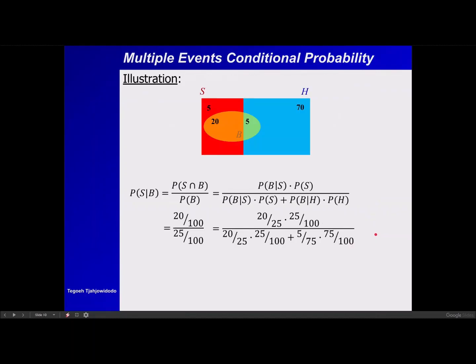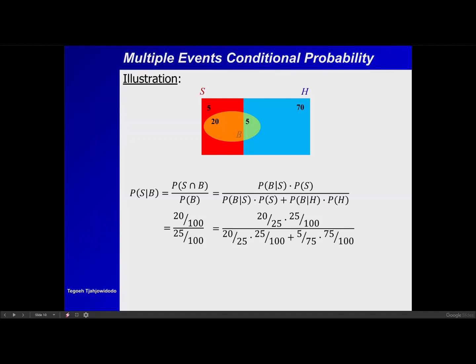So just an illustration of this multiple event conditional probability. We have two events S and H. We also have two events of B here. Okay, so if you look at this, we have a population of 75. 70 of them has a chance of having event H. 5 of them has a chance of having event S.